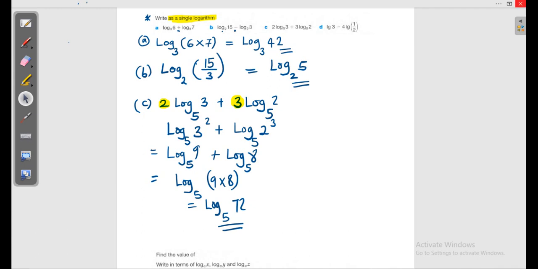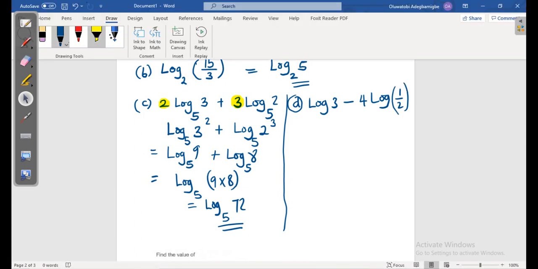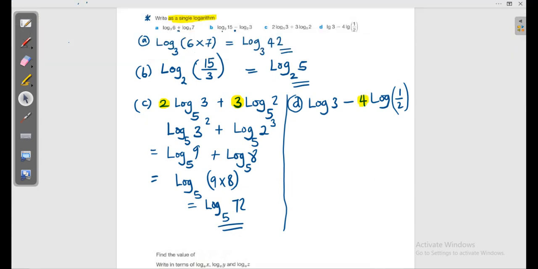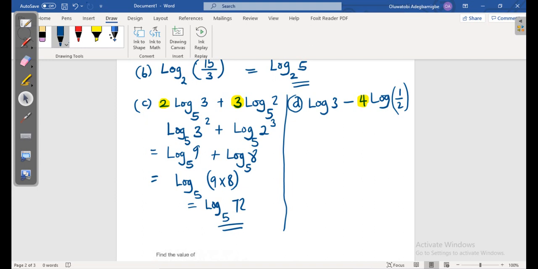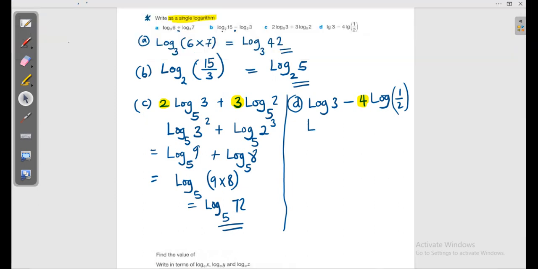Now, for the last question, it says log 3 minus 4 log half. So also, we have a multiplier. So what would this multiplier change to? It changes to a power. So that gives us log 3 minus log 1 over 2 to the power of 4.